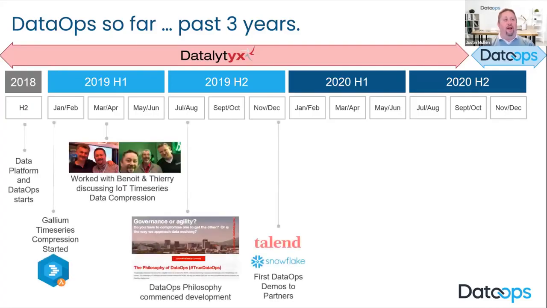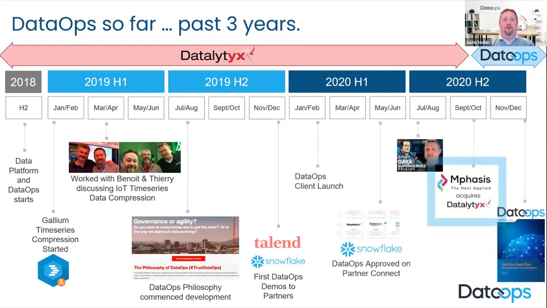And over that time, we started the whole development of the DataOps platform way back in 2018. We do a lot of work with time series data and had the pleasure of working with Thierry and Benoit from Snowflake around some of that work. But really, the whole concept around DataOps and the whole philosophy for DataOps started mid-2019 and continued through 2020 as we launched the platform. We launched it as the first DataOps platform on Snowflake in the middle of 2020.